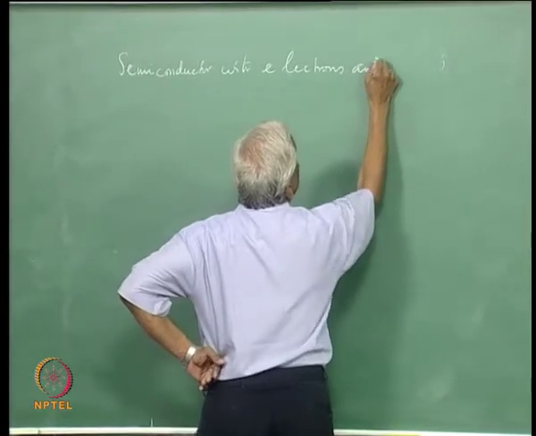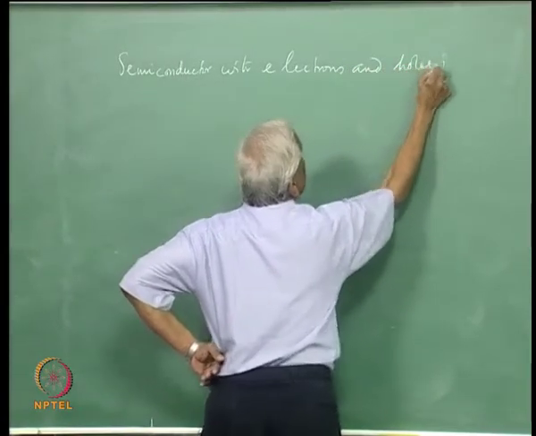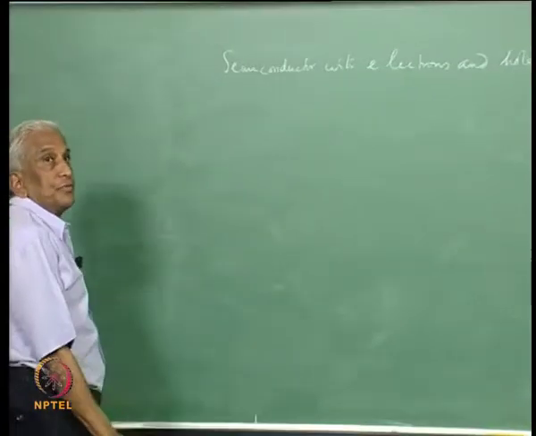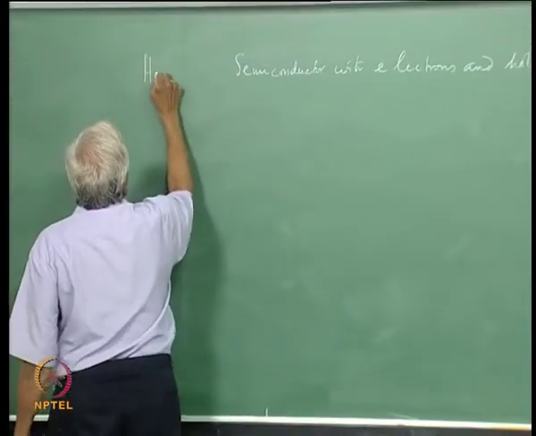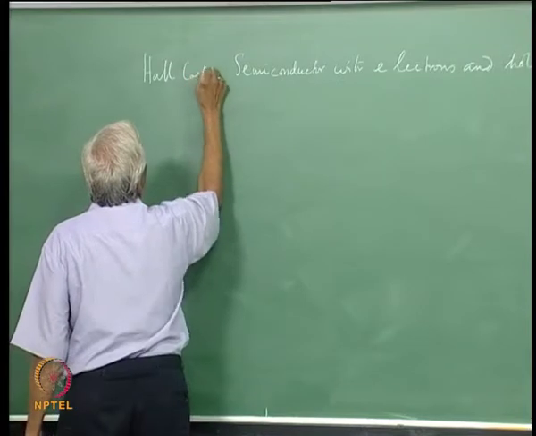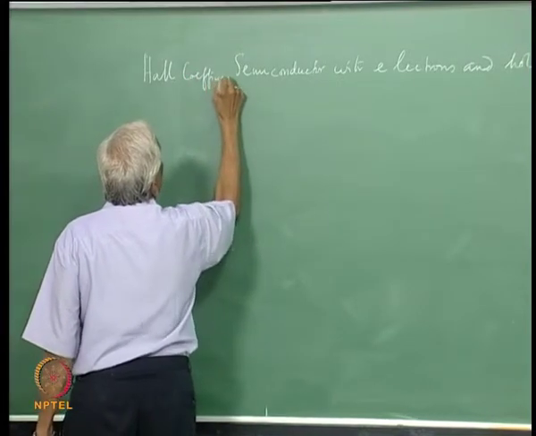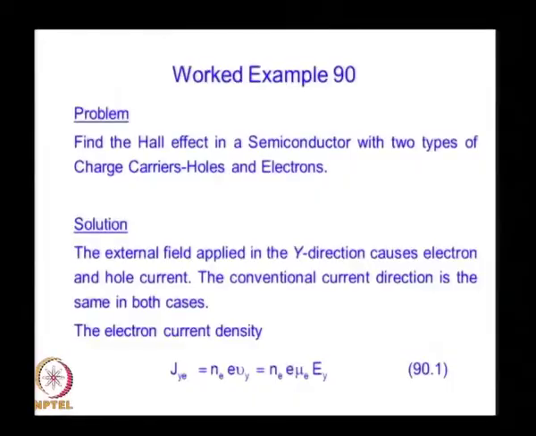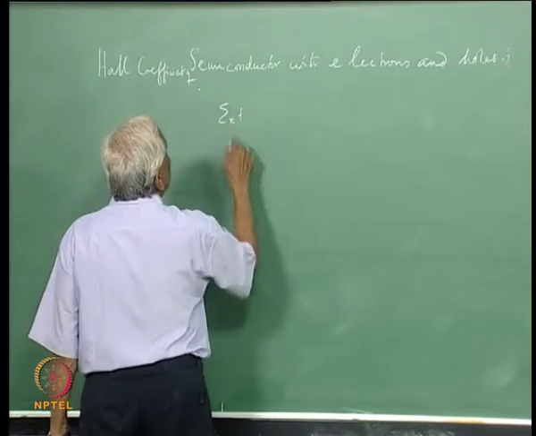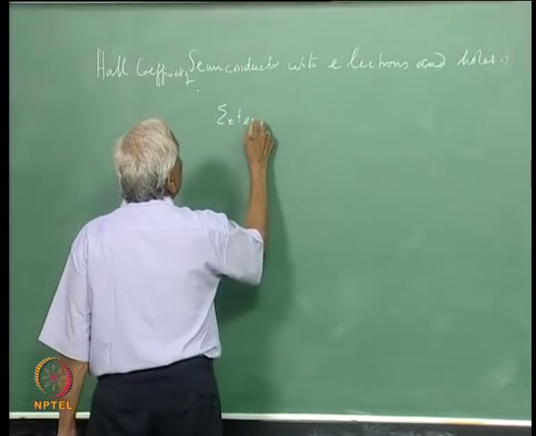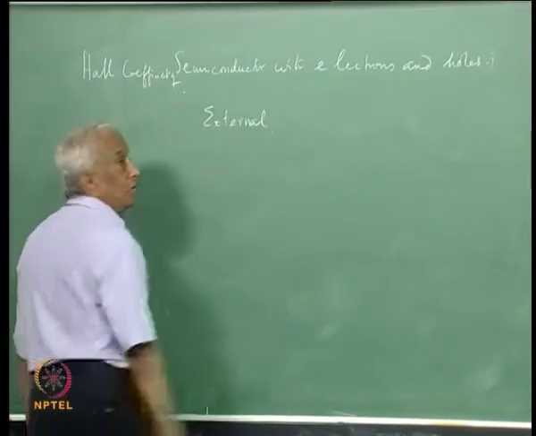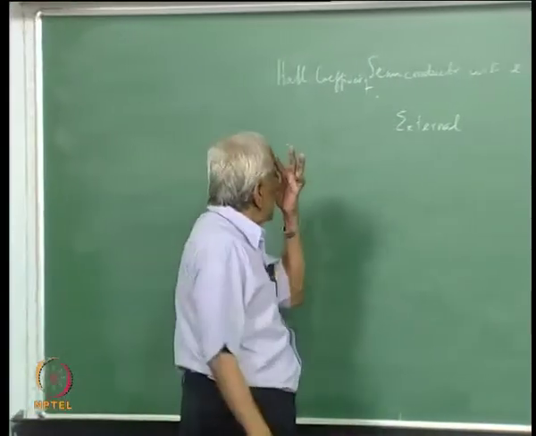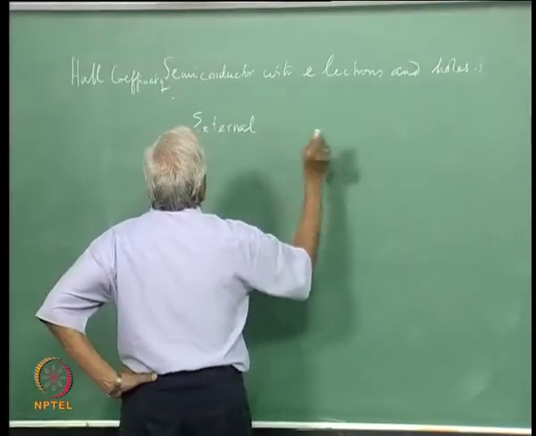So, we discussed in the lecture the Hall effect for a semiconductor with one type of carriers. Now, the Hall coefficient. So, that is what we are asked to determine. Suppose we have an external field. Hall effect is an effect which is produced when there is an external field applied at right angles to the direction of motion of the carrier in a current carrying semiconductor.